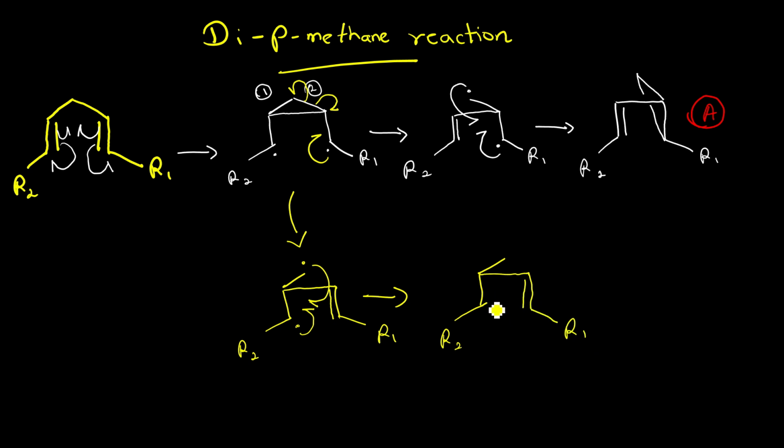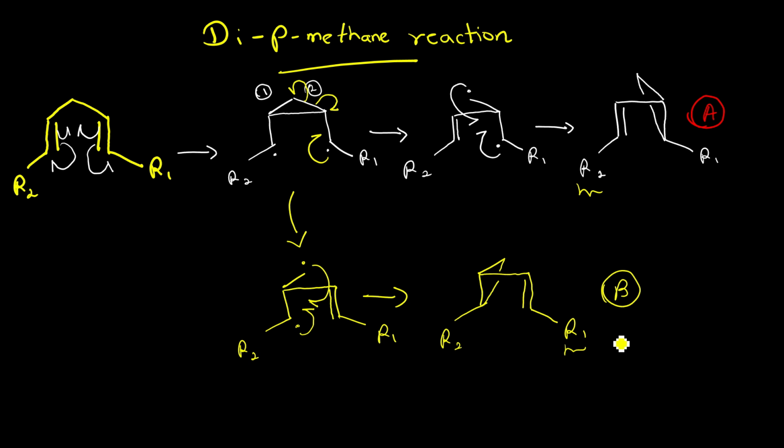We have the pi bond here and we have a new bond between these two carbons. So this is our structure B, this is our product B. If you look carefully, these two, A and B, are not equal, because as you can see here, we have the pi bond adjacent to the R2 group, but here the pi bond is adjacent to the R1 group. So these two structures A and B are not equal. That's very important.